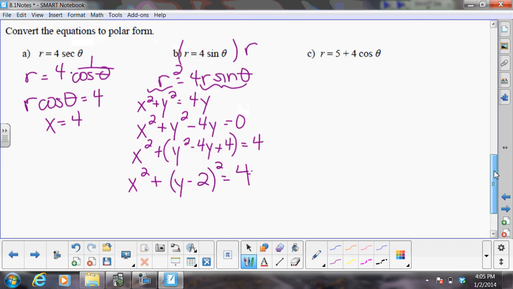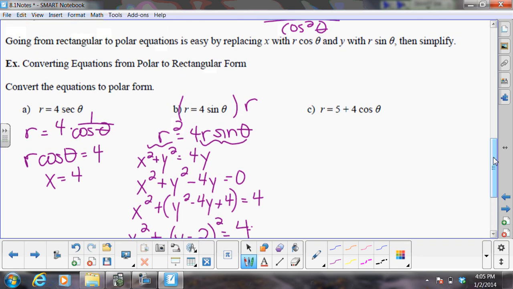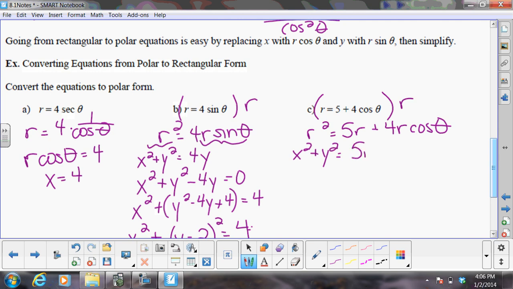And the last one, we have r equals 5 plus 4 cosine theta, which there's not much I could do with this, but I can multiply everything by an r again. So r squared equals 5r plus 4r cosine theta. R squared is equal to x squared plus y squared. Then we have 5r plus 4x, because r cosine theta is equal to x. So I'm going to move my x term over. So x squared minus 4x plus y squared equals 5r.